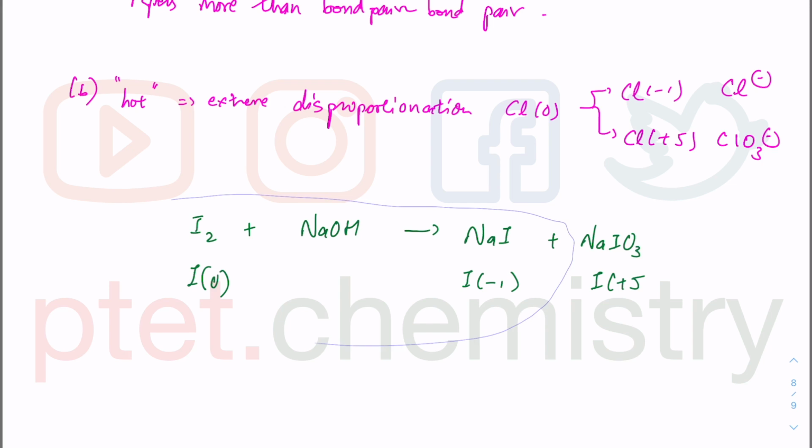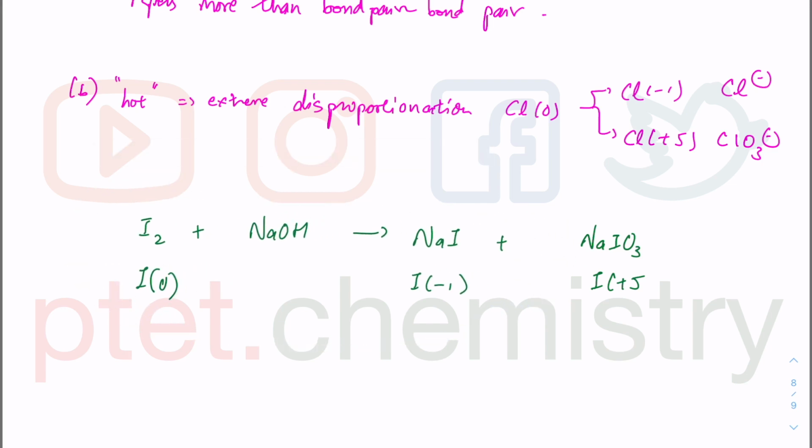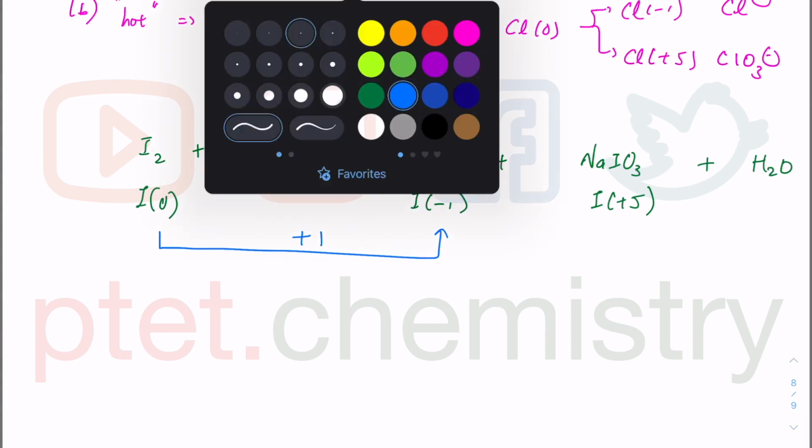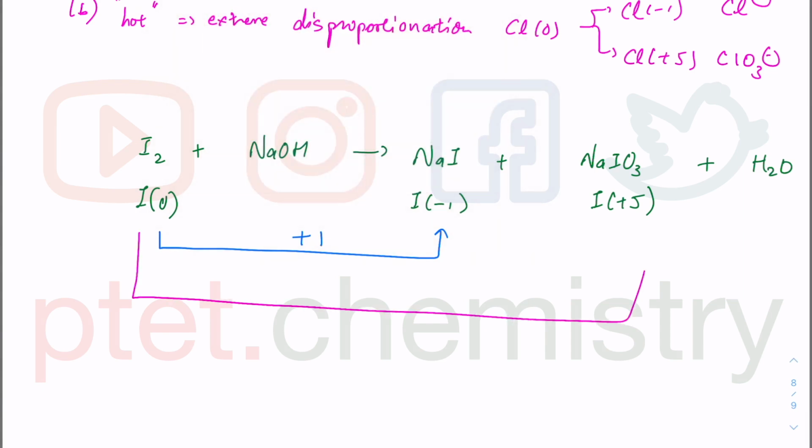So what I can do is leave a bit more space there, and then I'll get water as well. So what we can see here is that there are changes in oxidation number. 0 to -1 is a decrease of 1. If I use a different color, 0 to +5 is an increase of 5. I think I've done something wrong there. There is a decrease from 0 to -1.